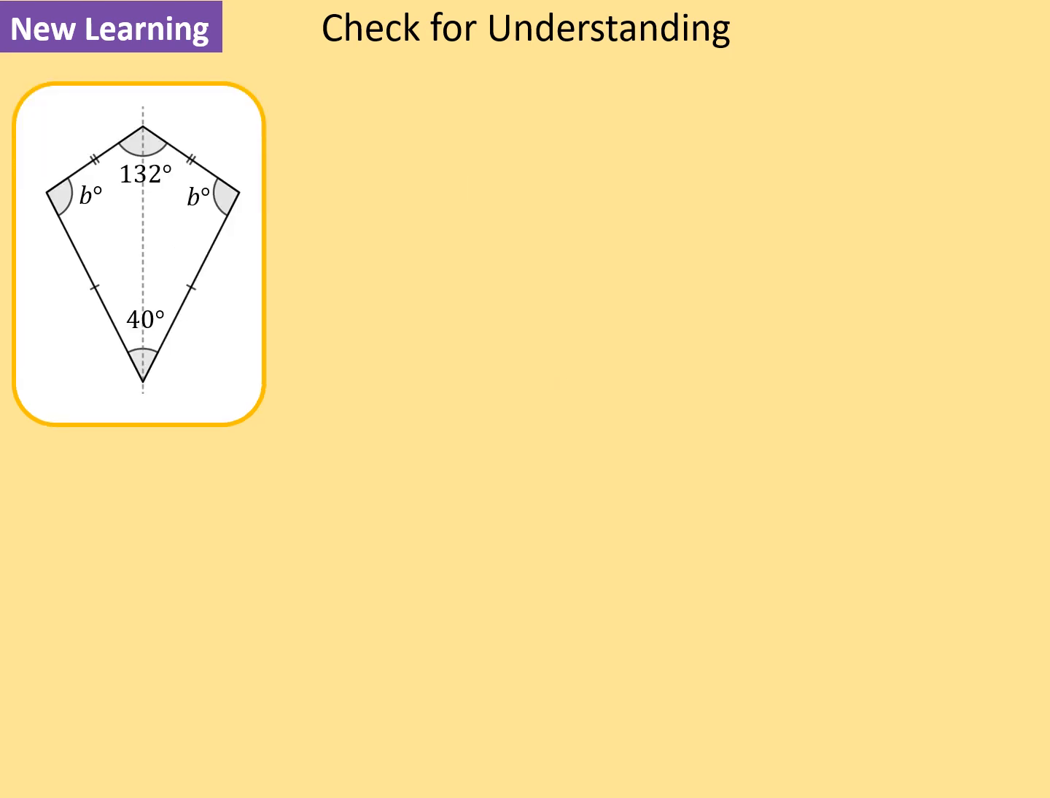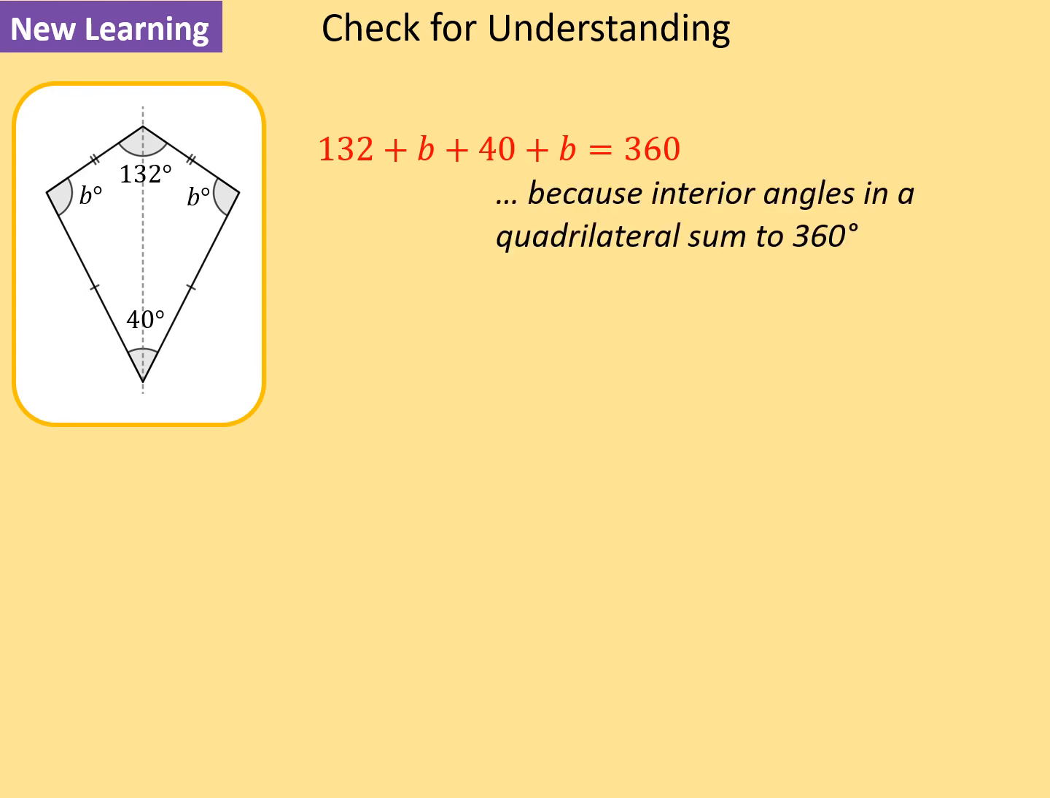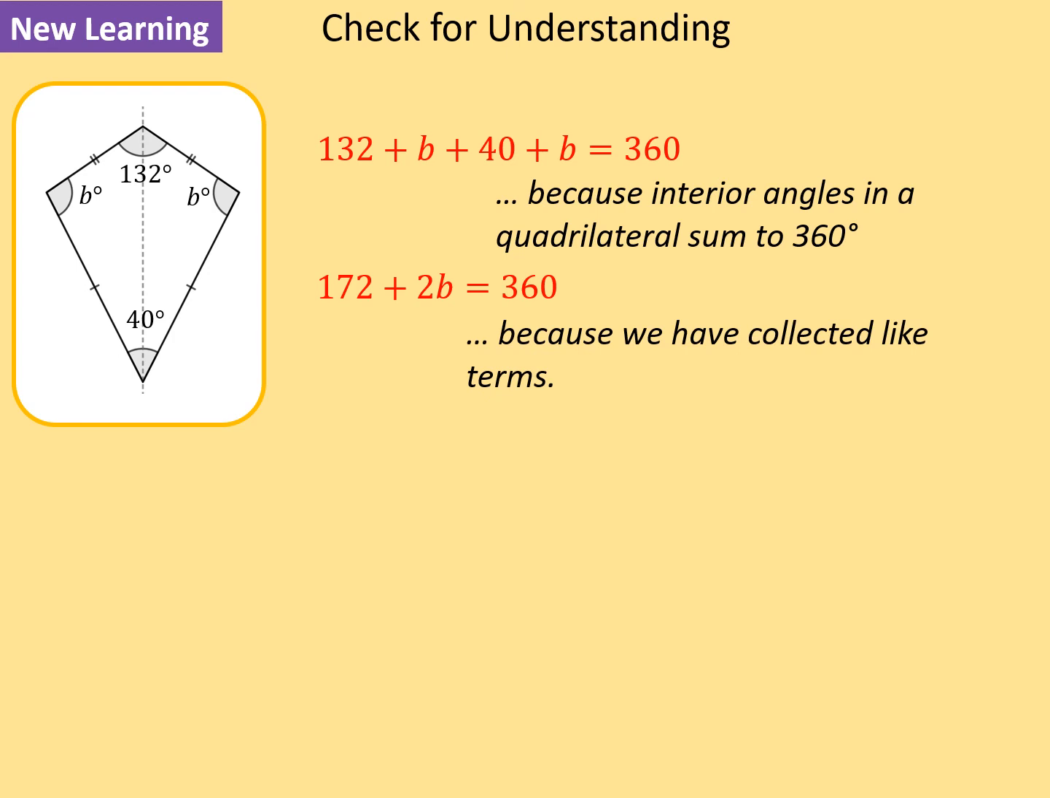Now let's solve the value of B within this kite. We know that 132 plus B plus 40 plus B equals 360. And this is because, again, interior angles in a quadrilateral sum to 360 degrees. We can collect the numbers together, and we can collect the B's together, so we have 172 plus 2B equals 360, because again, we have collected like terms.